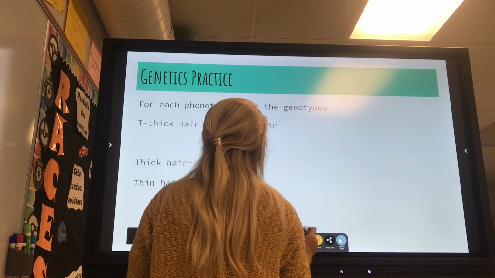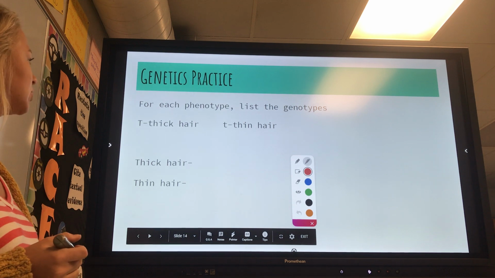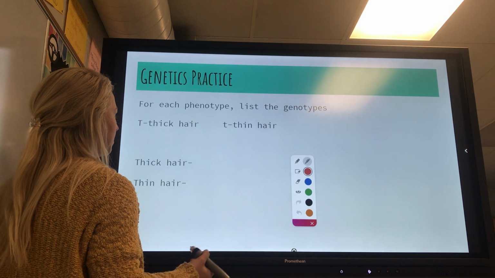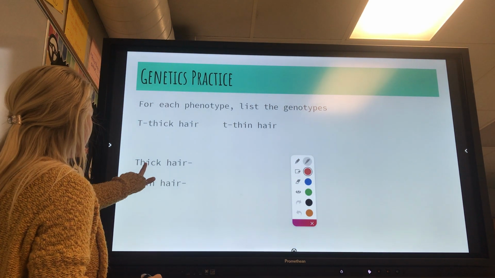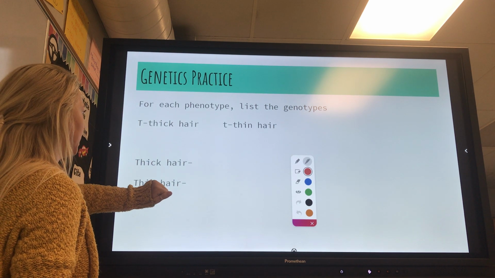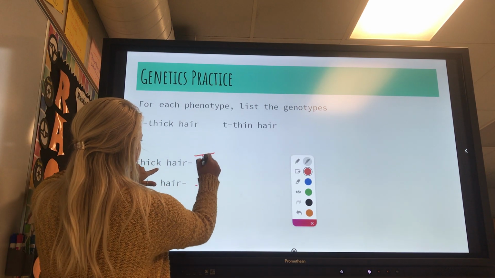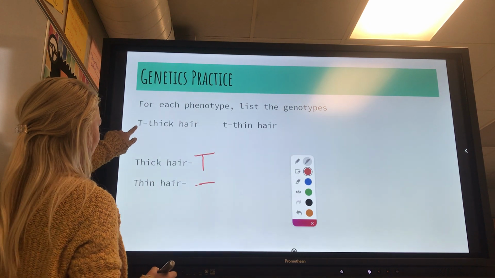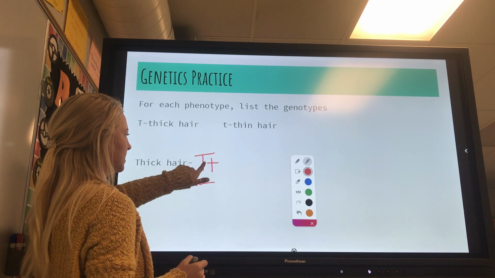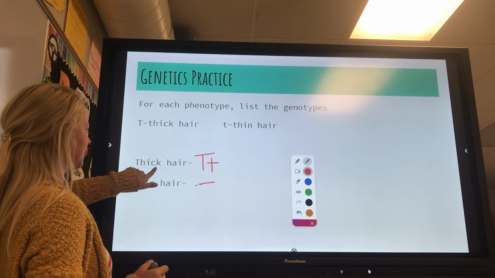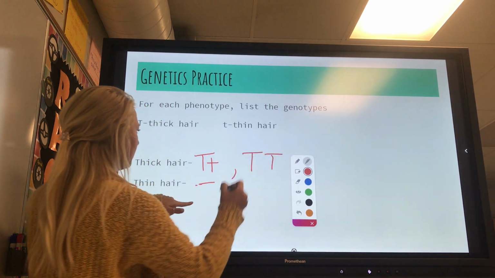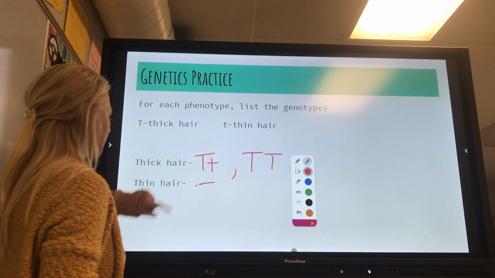Okay, here is another good practice. Alright, for each phenotype, I'm going to give you the phenotype. You have to tell me the genotype. So you have to tell me the letter combination. For thick hair, represented by a big T, what can my letter combinations be? I have to have a big T, so I'm going to have a big T. Can I put a little t with it? Yes, because that big T is going to trump that little t, and it's going to represent thick hair. Okay, I can also have a big T here, because big T is thick hair.